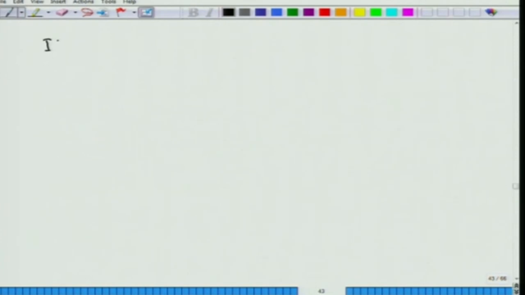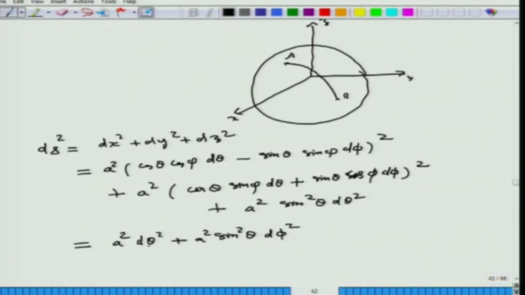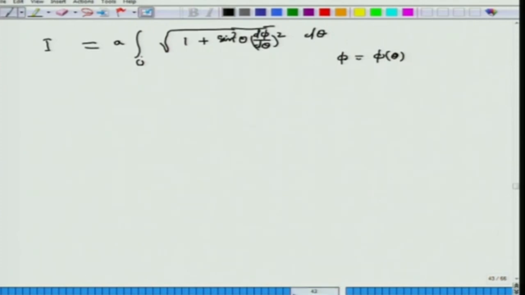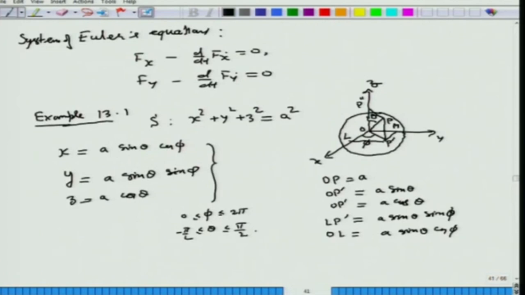So, the length of this, that dependence we will show later. Here, this is the independent variable, here we will take theta as a function of phi, and so we will have square root, 1 plus, a will come out, and sin square theta, and we will have d phi over d theta square and d theta. Here we treat phi as a function of theta, because this surface is described by these parameters theta and phi.